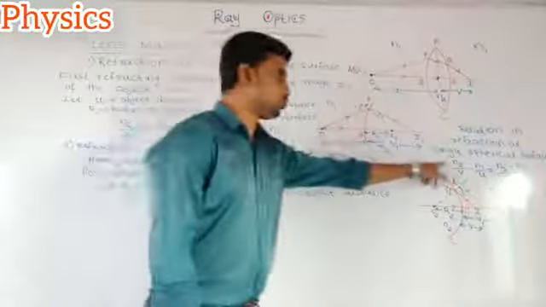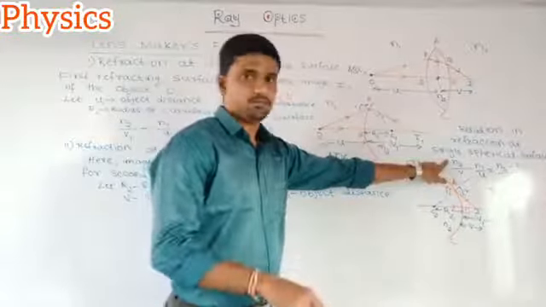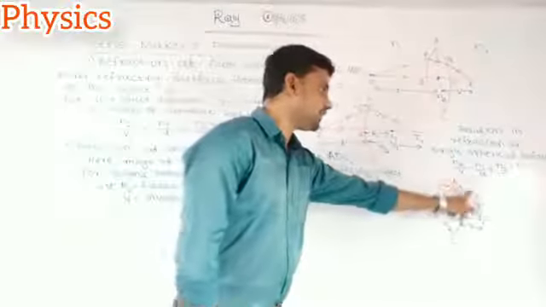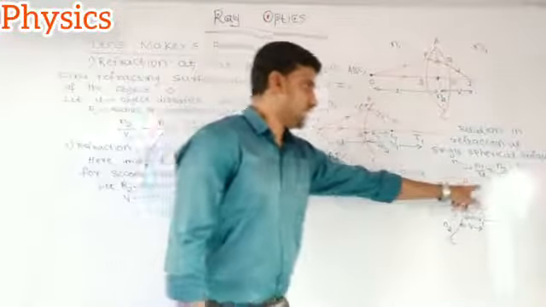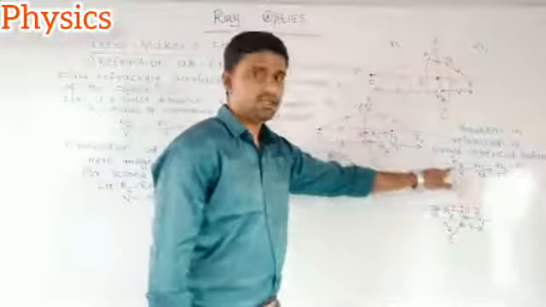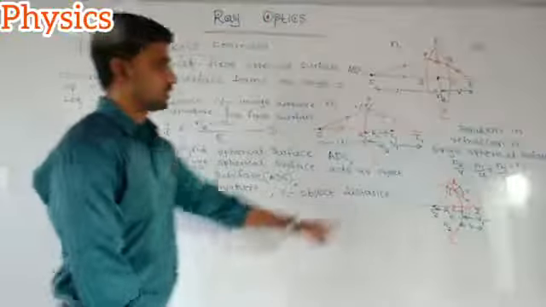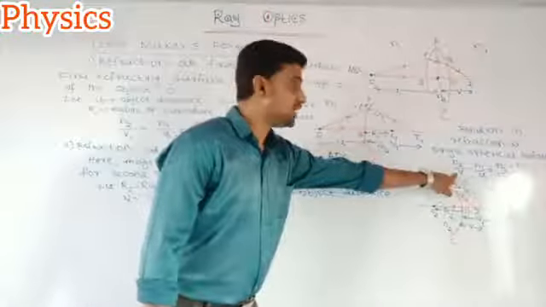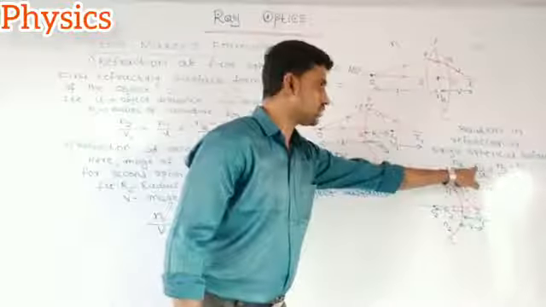But here n2 is the refractive index of the second medium. Here the second medium is the medium outside the spherical surface. For this second medium, the refractive index is n1. So I should write n1 instead of n2. In this case, the refractive index of the second medium is n1, divided by v, the image distance, minus n1 by u.